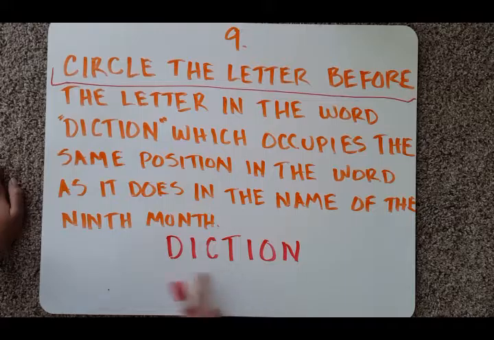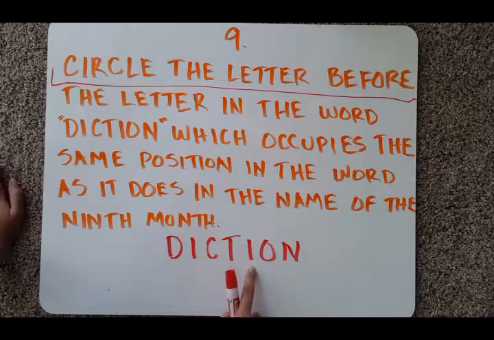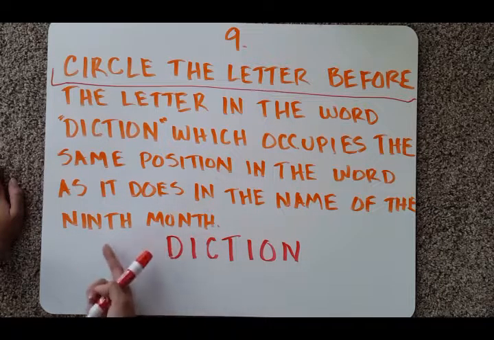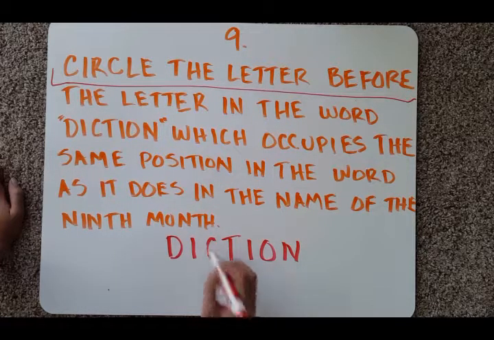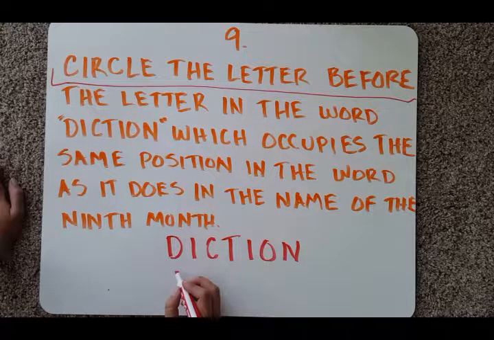And then it tells us that there's a letter in here that's in that same position, so it's either the 3rd, 4th, 5th, 6th number, as it is in the name of the 9th month. And the name of the 9th month is September. So, knowing that they got to match up, I just write it below.